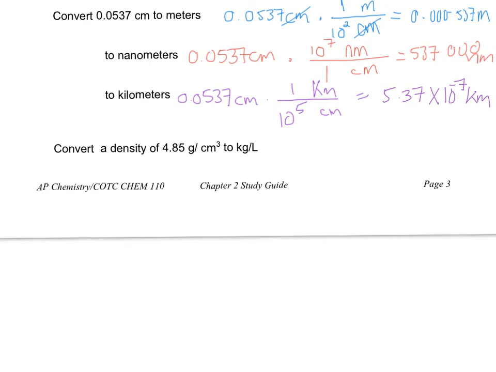Let's look at the next conversion. We want to convert a density of 4.85 grams per centimeter cubed to kilograms per liter. So we're going to start with what we have. So 4.85 grams per centimeter cubed. Let's do the grams to kilograms first. So I'm going to put grams on the bottom, kilograms on top. Kilogram is larger, so it gets a 1. The gram gets 10 to some power.